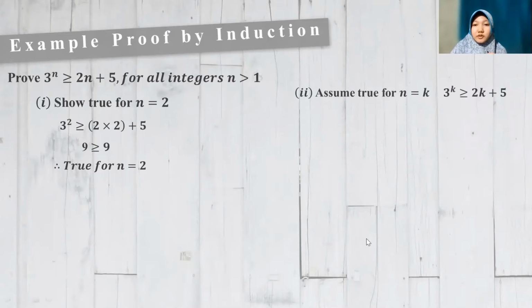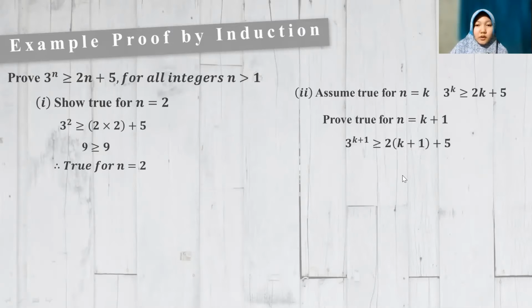And the next is assume true for n equals k. 3 power k is greater than or equal to 2k plus 5. So we get this. We replace n with k. And then we prove true for n equals k plus 1. So we replace n with k plus 1. So we get 3 power k plus 1 greater than or equal to 2 times k plus 1 plus 5.